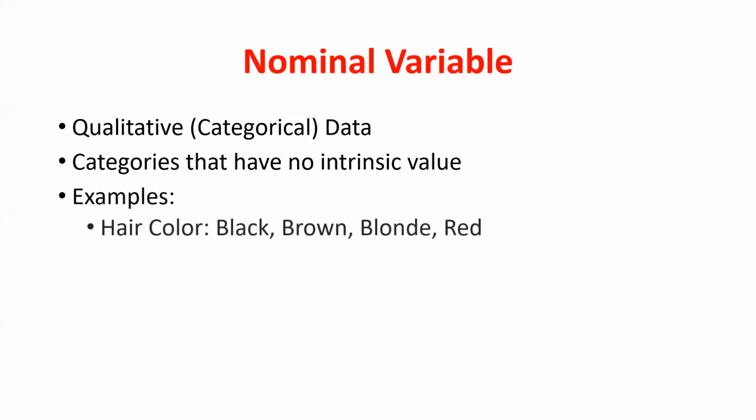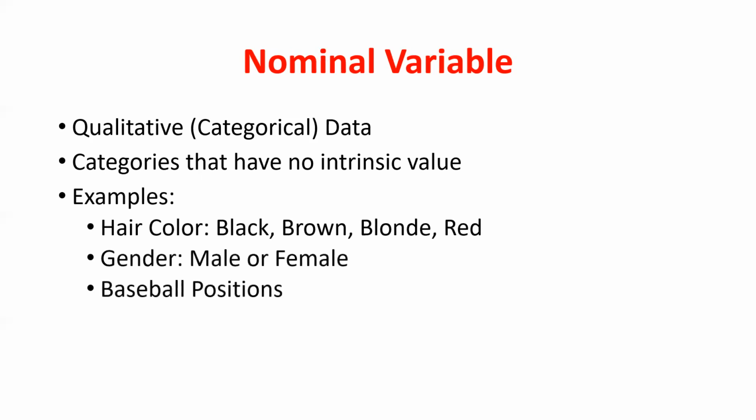So this would be something like, you know, I collect hair color, right? Collect gender, I can collect the baseball positions, right? Those were words, starting pitcher, first baseman. I can't necessarily rank order the observations. It's just a characteristic about that observation. Okay.